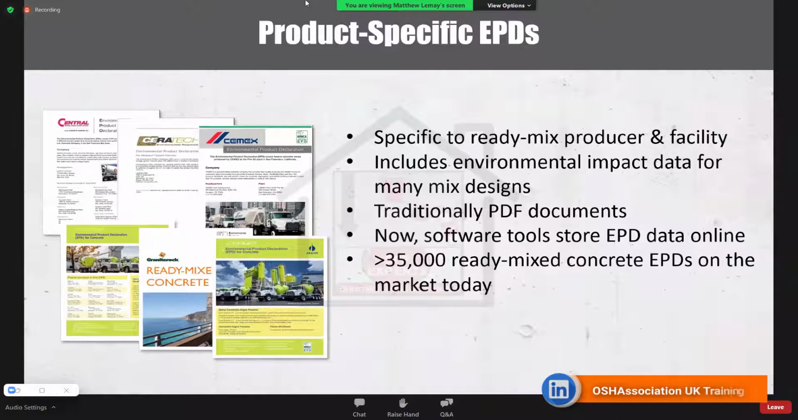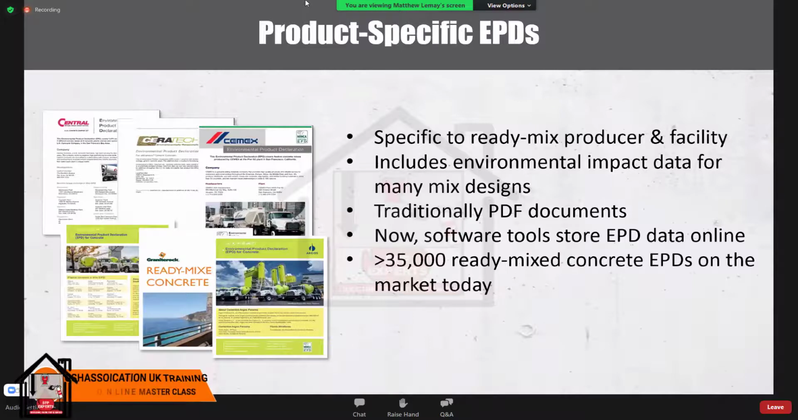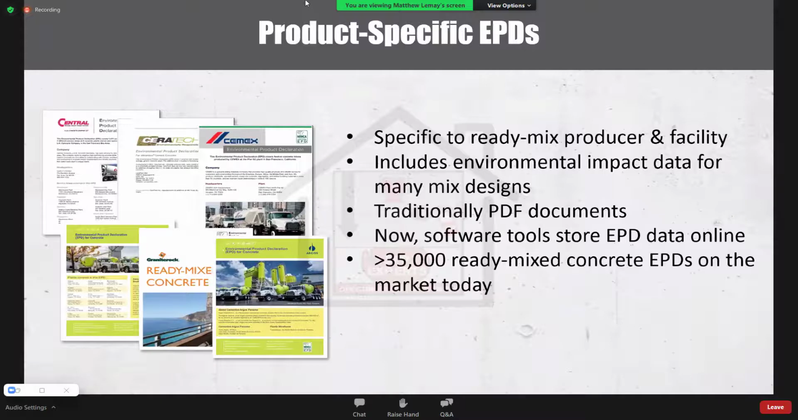So the first type of EPDs that we're going to cover, of 3, are product-specific EPDs. These are EPDs that use data specific to a ready-mix producer that develops it. And in most cases, that data is specific to one facility owned by that ready-mix producer. Each facility might have different material suppliers, a different electrical grid, and different transportation distances for its material supply, which means that it's going to have a different environmental impact, right? If you transport a material from further away, it will burn more emissions bringing it to the plant.